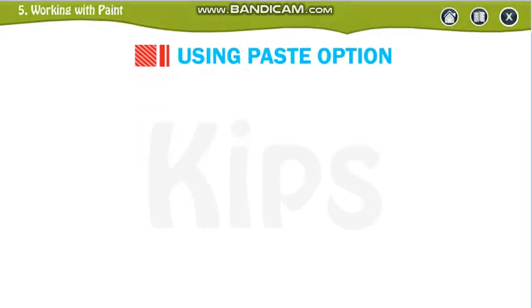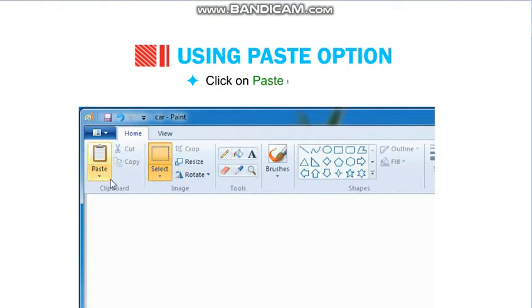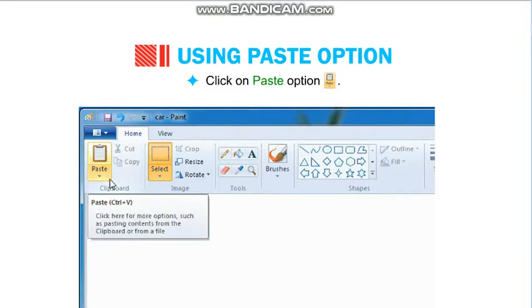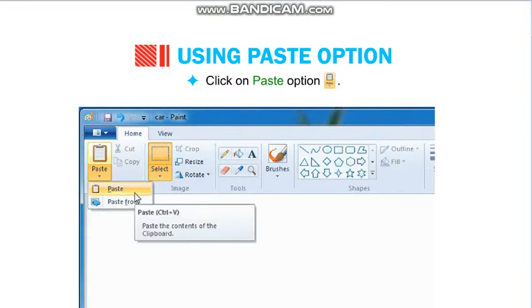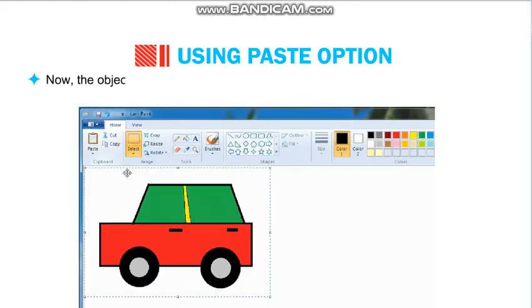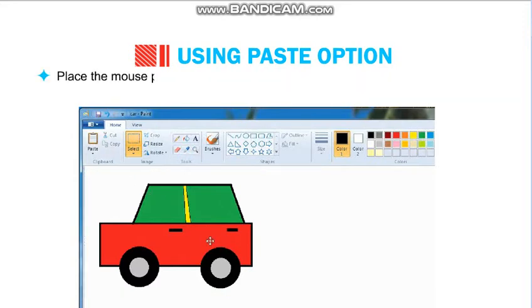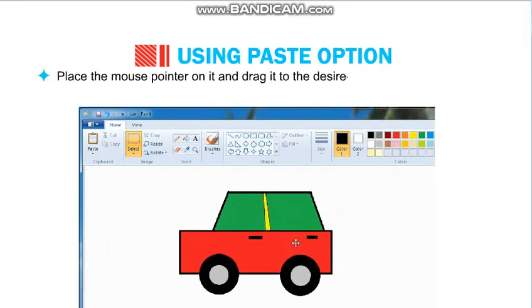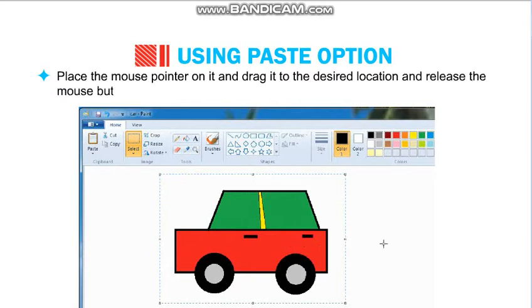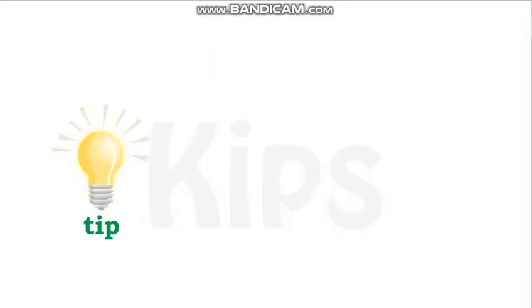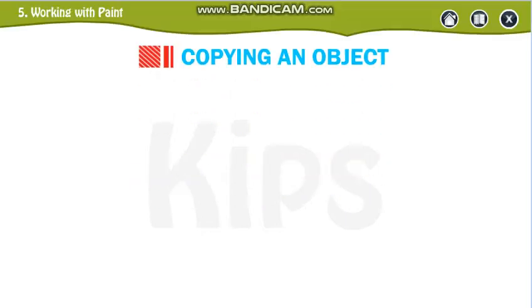Now using your paste option you have to paste. This is your paste option. The shortcut key is Ctrl plus V. Click on paste. What happened? Your car will be pasted on the top left corner of the drawing area. Now move the car to any place. Drag the car to any place. Now one tip for all of you: the selection box can be removed by clicking outside the selected area.